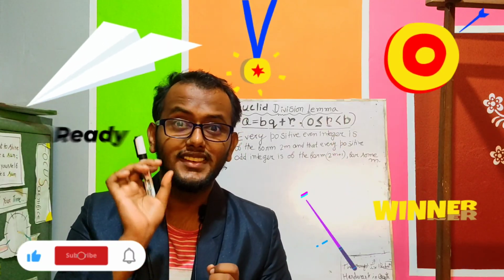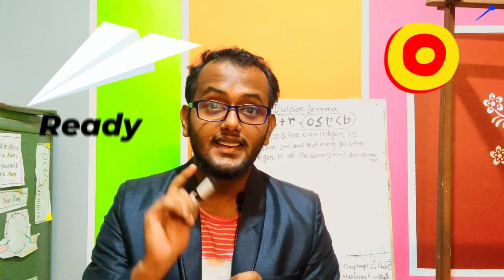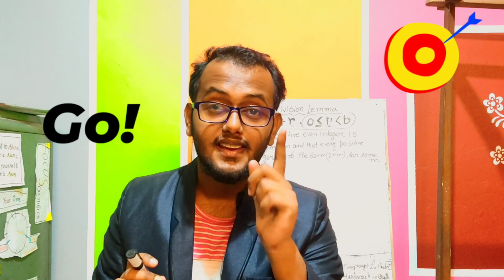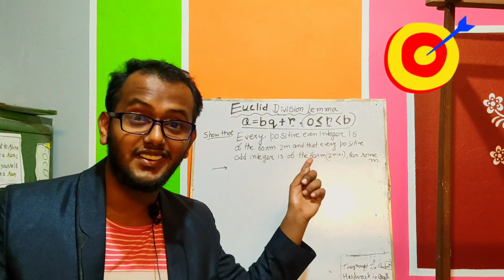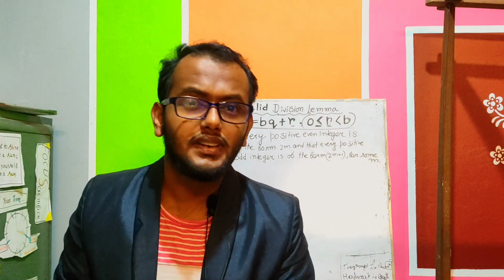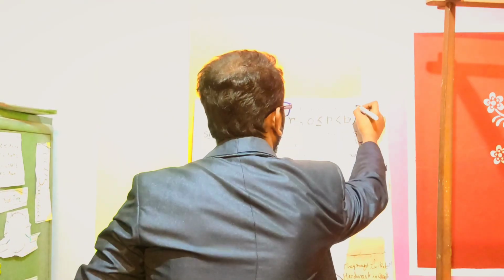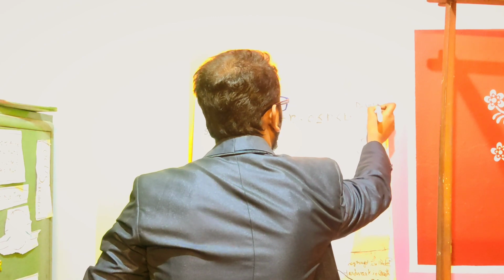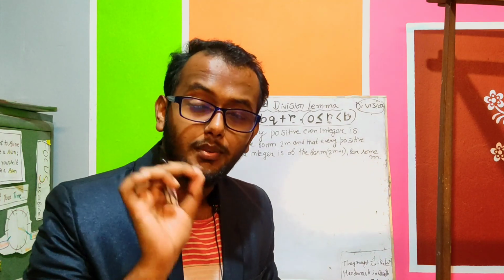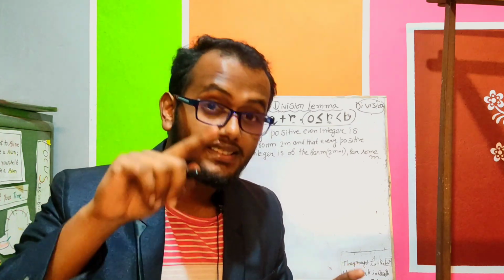So hello everyone, what is Euclid division lemma? Euclid division lemma says that if a and b are two integers, then there exist unique whole numbers q and r such that a is equal to bq plus r. This is exactly similar to the division formula, that is, dividend is equal to divisor into quotient plus remainder.